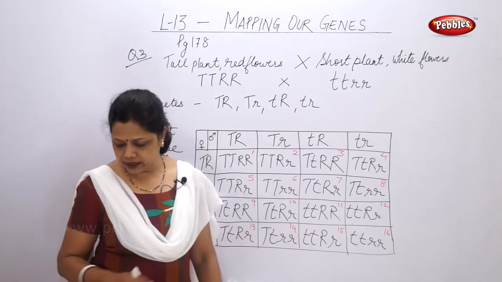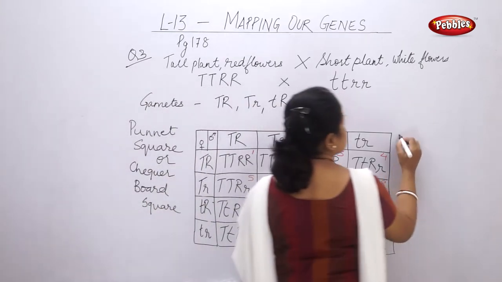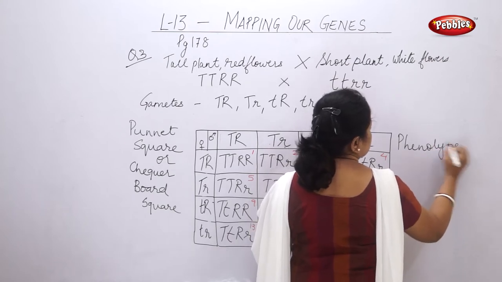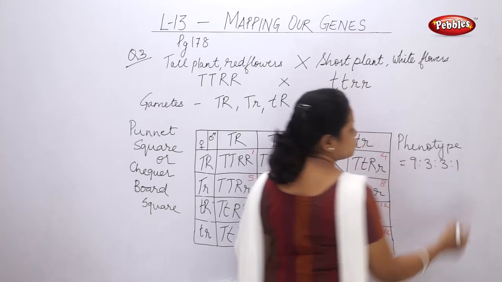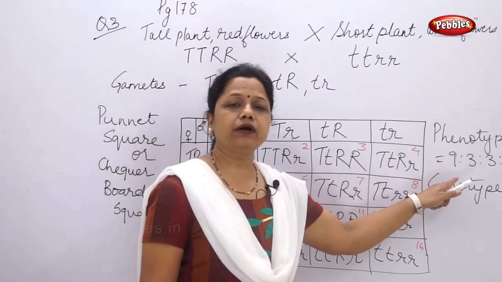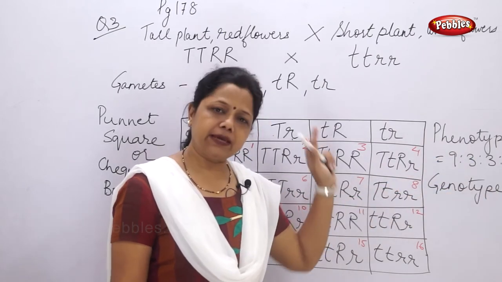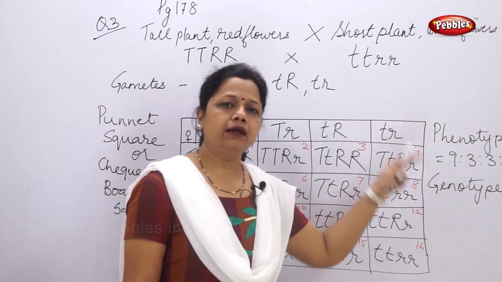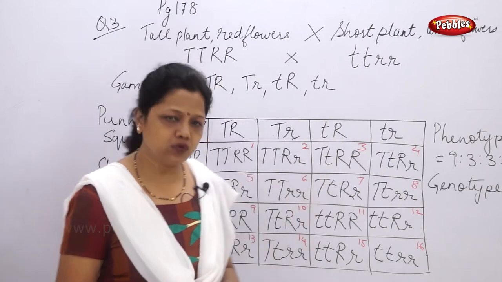Now, the second question which is asked is, what is the phenotype of this checkerboard? So the phenotype we saw is 9:3:3:1. There are 9 of the same kind, 3 of the same kind, another 3 of the same kind, and 1 is totally different. So this is the result of the F2 generation.